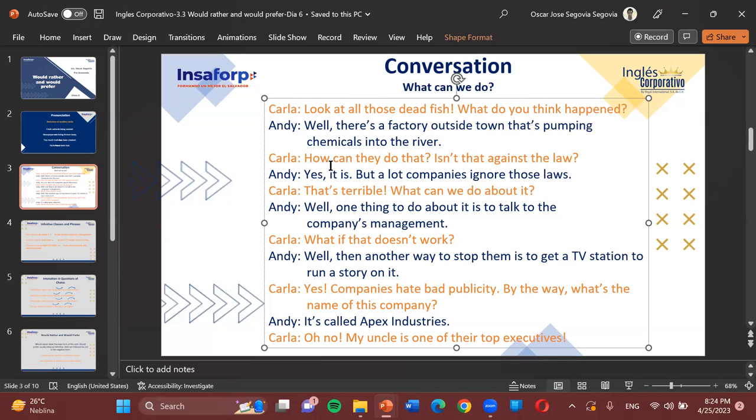Then we have, how can they do that? Isn't... aquí esto, recordar que es una pregunta negativa, sí, o sea, la forma en la cual la pregunta está siendo creada es de forma negativa, pero básicamente lo que estamos queriendo saber es que nosotros sabemos que eso está mal. Normalmente lo utilizamos, ¿verdad?, cuando estamos hablando acerca de situaciones que son malas. Entonces, en este caso tenemos eso. Isn't that against the law?